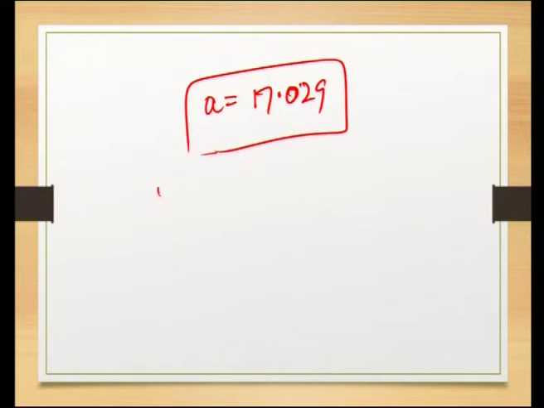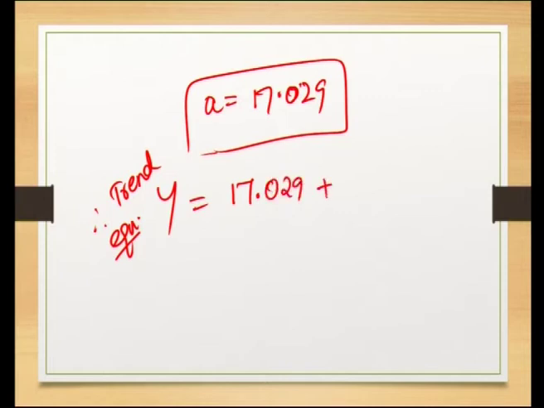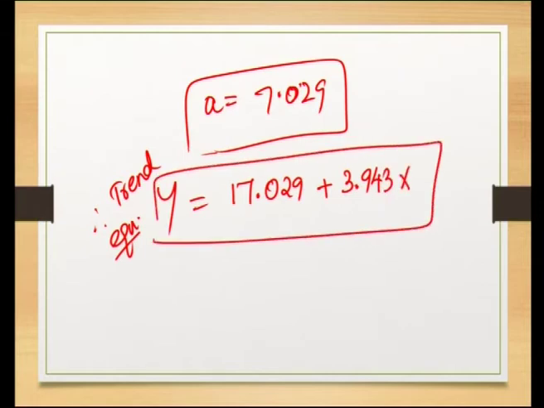So, the trend equation, therefore, the trend equation is y is equal to a plus bx, that is 17.029 plus 3.943x. We obtained the straight line trend for the given data. Now, the trend values have to be calculated.